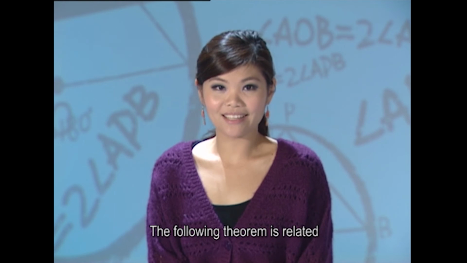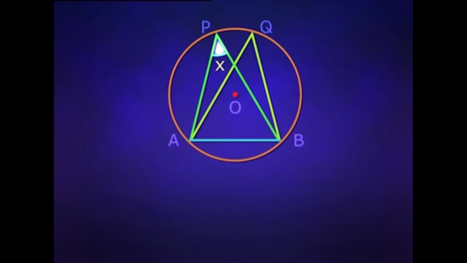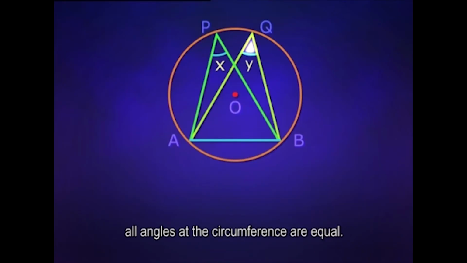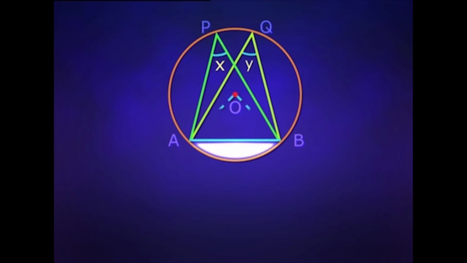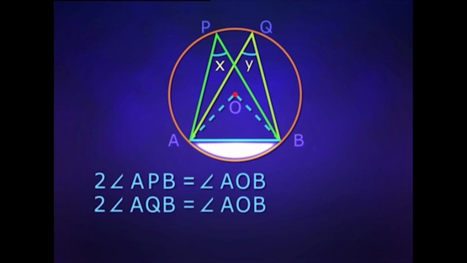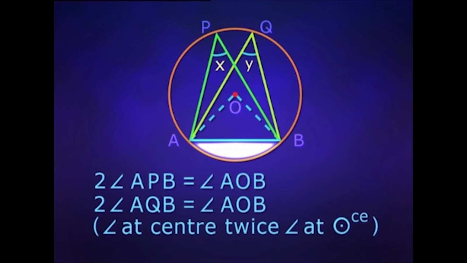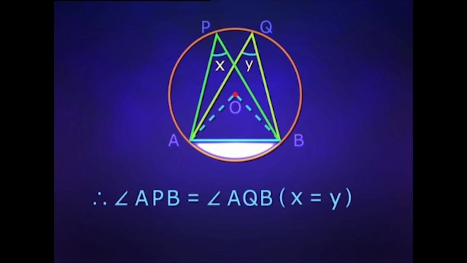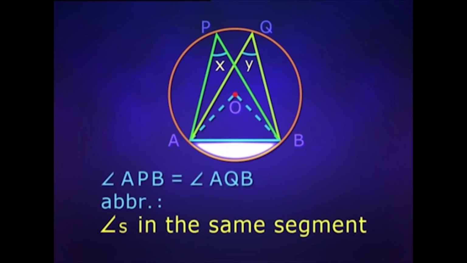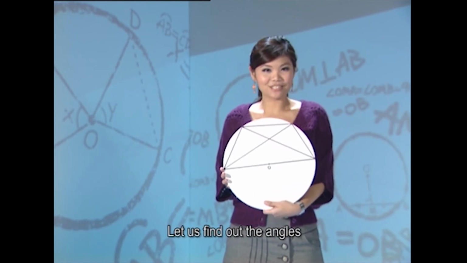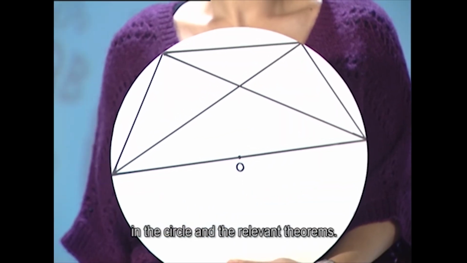The following theorem is related only to angles at the circumference. In the same segment, all angles at the circumference are equal. The theorem is angles in the same segment. There is a circle here. Let us find out the angles in a circle and the relevant theorems.